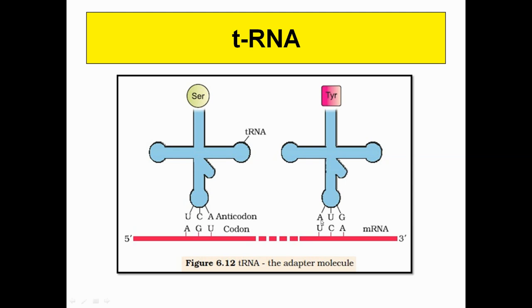Again, you can see over here the codon is present on the mRNA, and the adapter site, that is the anticodon site, will be here, and on the reverse side of it the amino acid is bound to the tRNA molecule. So that's how tRNA binds with a specific amino acid and helps in the formation of the polypeptide chain.